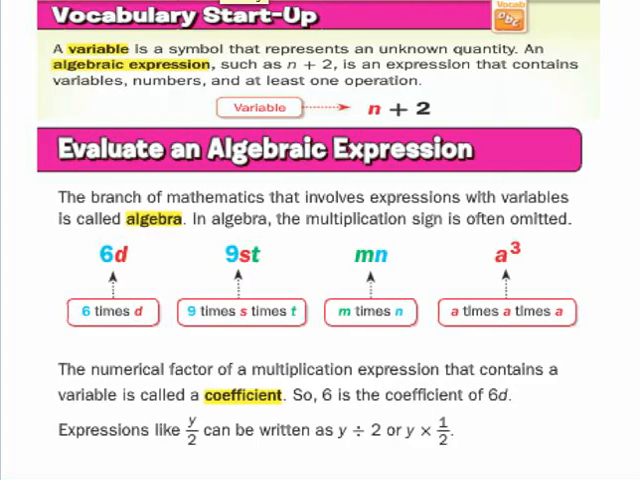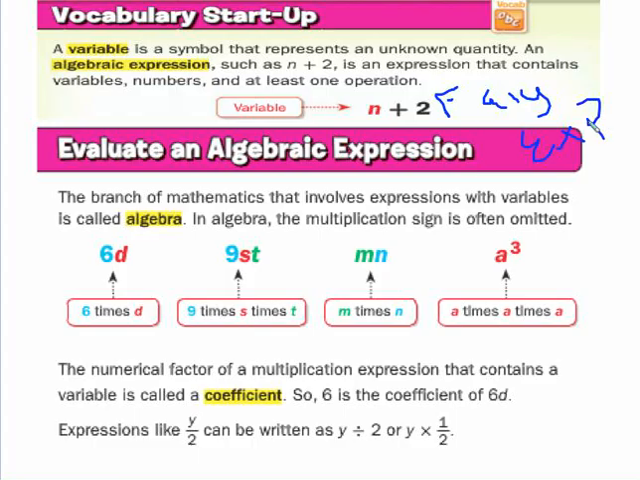As always, we want to take vocabulary down in our notes. A variable, which will be our first term, is a symbol that represents an unknown quantity. An algebraic expression, such as n plus 2, is an expression that contains variables, numbers, and at least one operation. So this right here, this n plus 2, that's an algebraic expression. And I'll abbreviate that with algex.